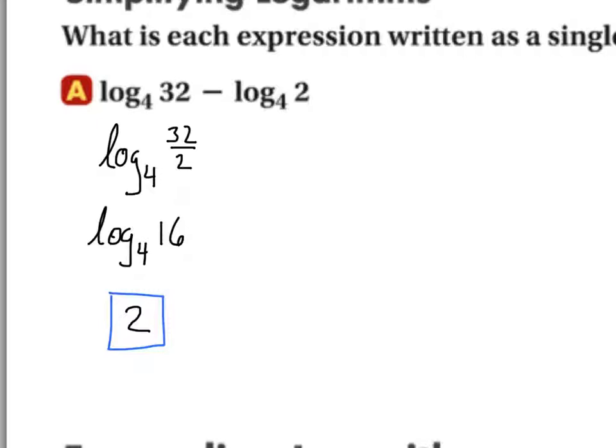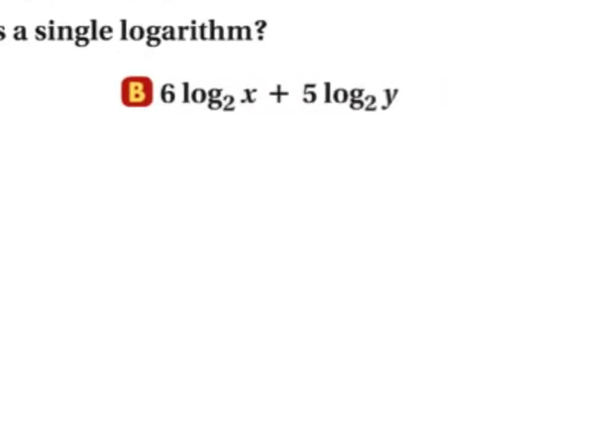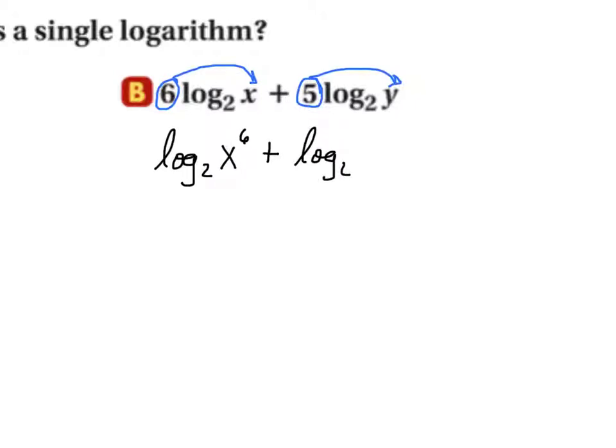Okay, let's try example B. Nope, nope, nope, nope. Definitely not. First thing we do is the power property. Okay. We have a coefficient out in front. That coefficient becomes our exponent. We have a 5 out in front. That becomes an exponent. So we have log base 2 of x to the 6th plus log base 2 of y to the 5th. Now what?